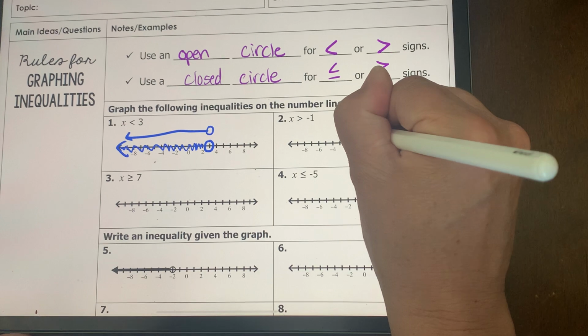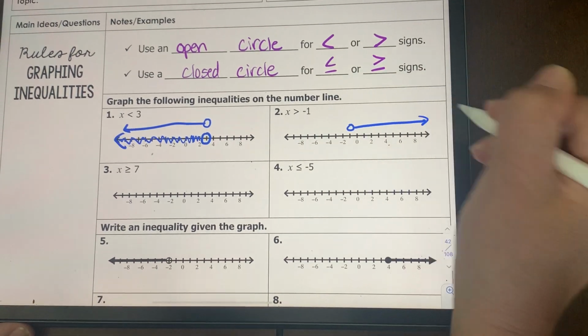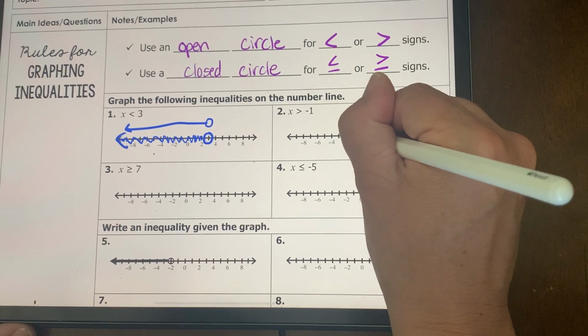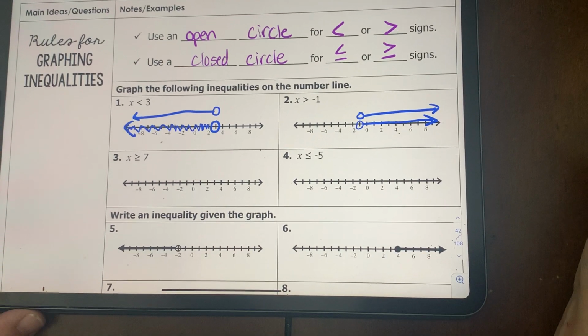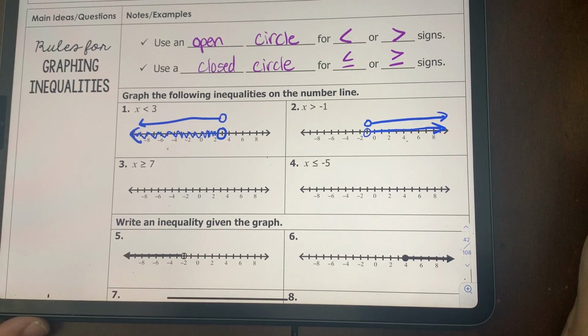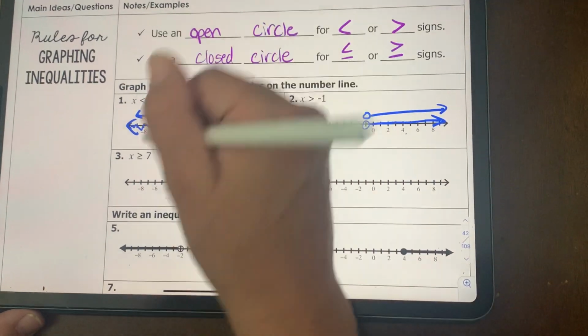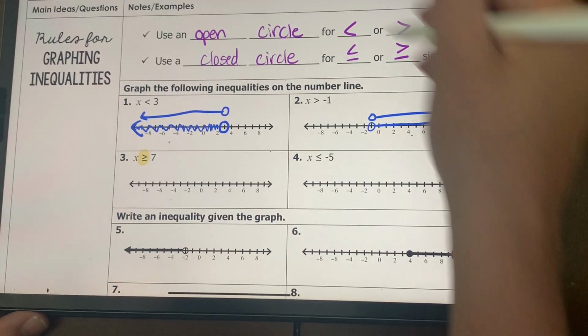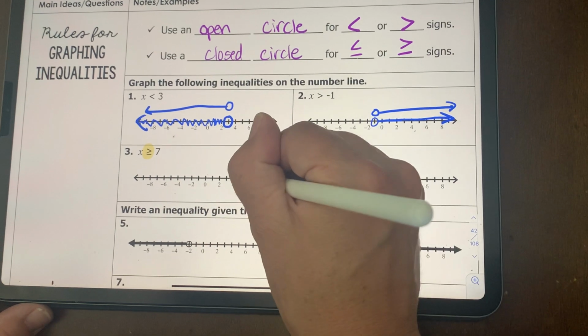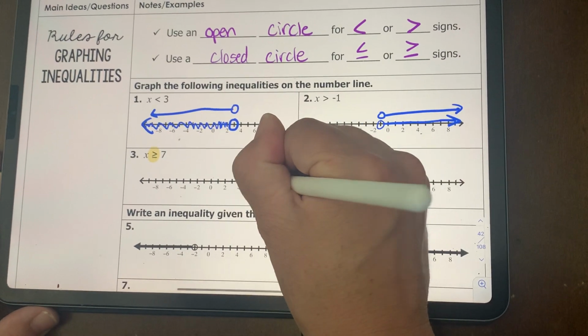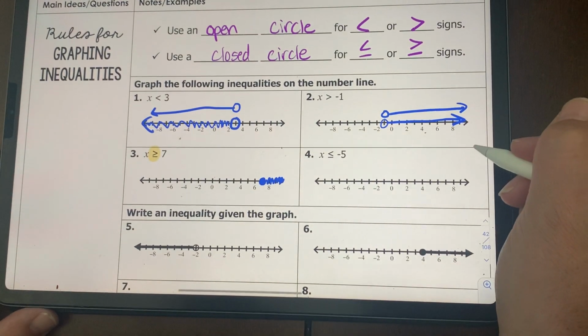So you have an open circle at -1 and you go greater than, or you can put it on top of the graph. I'm okay with that. It doesn't matter to me. The difference on number 3 is that it has the equal to sign. If you look right here, it has the equal sign. So that means you have to fill in the circle at 7 and it's everything greater than.